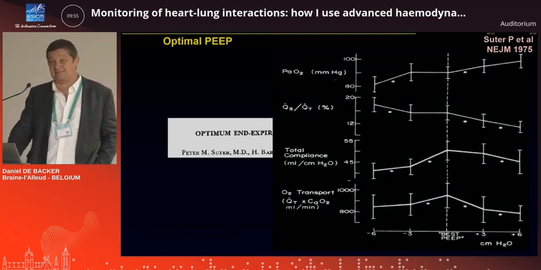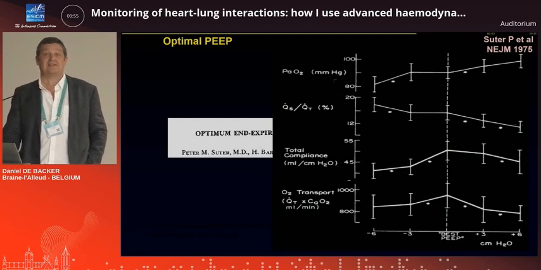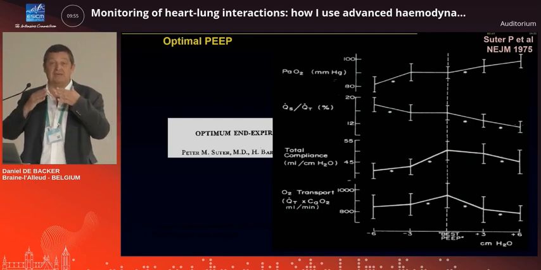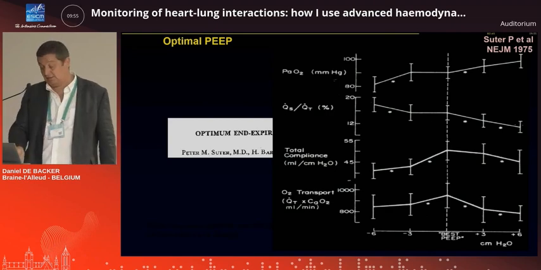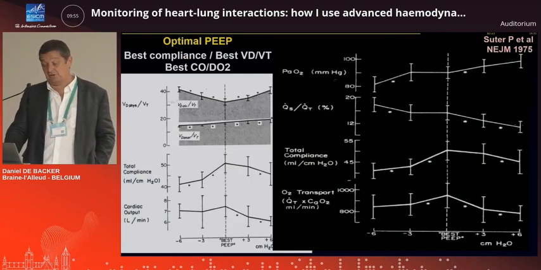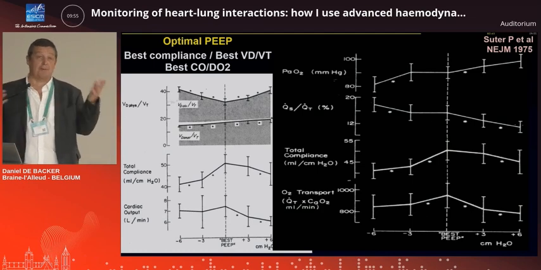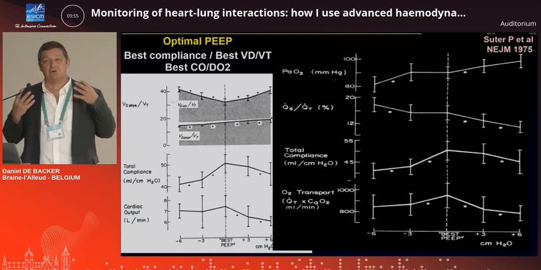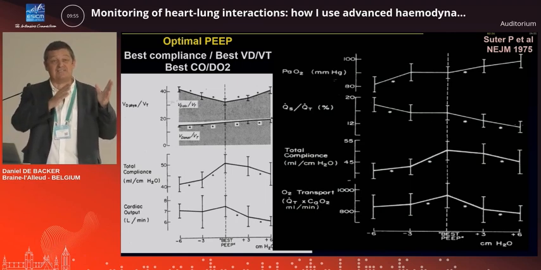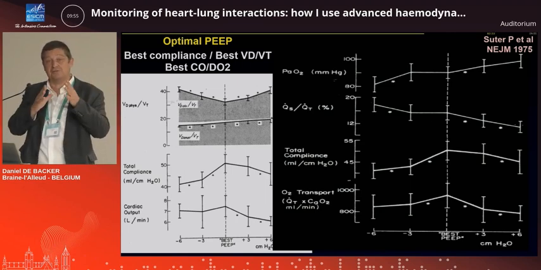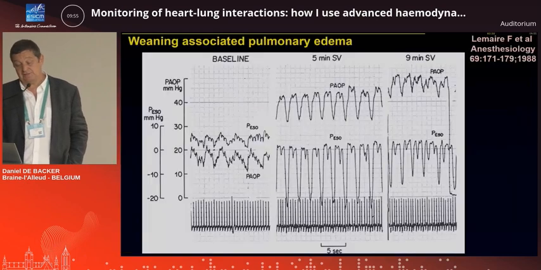And very importantly, they identified that at some point there is a peak in the oxygen delivery, which is the optimal PEEP. And then it decreases because there is a decrease in cardiac output due to hyperinflation and so on and so on. But the most important aspect is that we have here a way to combine the best point for the lungs and for the heart when we apply the PEEP in these patients.